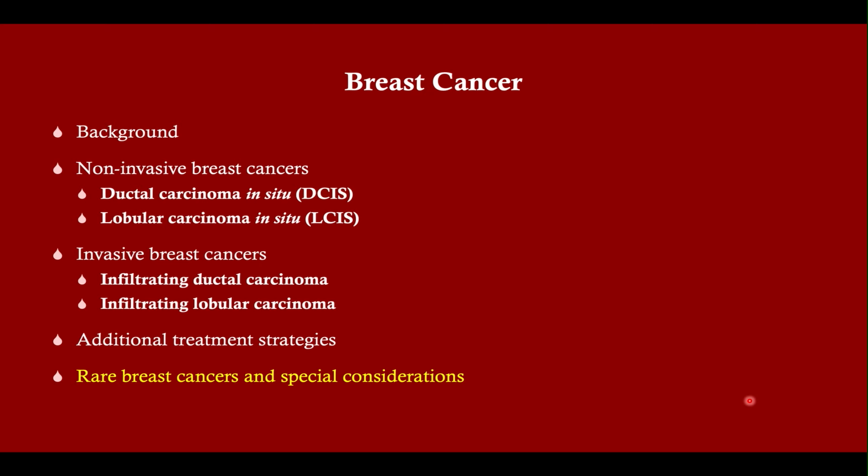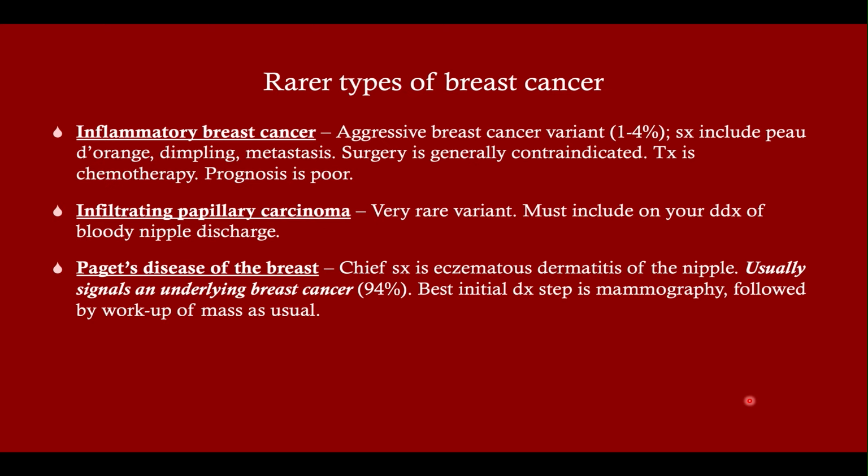So finally, we'll go into some of the rare cancers and some special considerations. We're just going to touch on these briefly because they're uncommon and they don't tend to come up on exams too often. Inflammatory breast cancer is an aggressive variant, 1 to 4%, usually shows up with advanced signs, skin symptoms, and distant metastasis. Surgery is not effective, so the treatment is just chemotherapy, and the prognosis tends to be pretty poor.